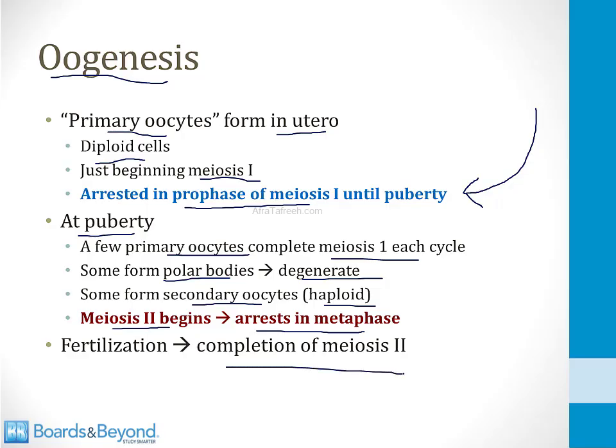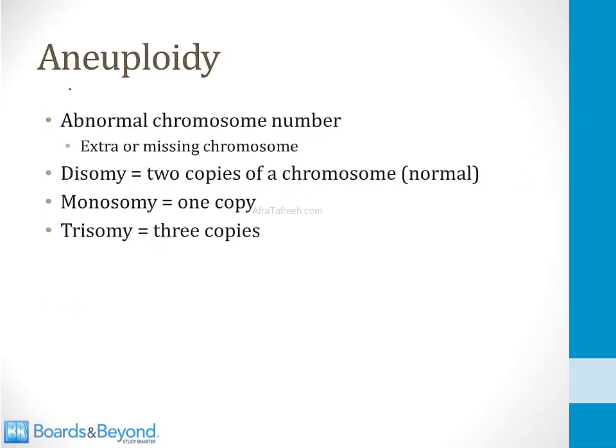So once again, the key point here is that this is a very drawn-out process in females, and therefore it is more vulnerable to errors than the process in men. Now that we've discussed meiosis, for the rest of this video, I'm going to talk about errors in meiosis that lead to pathology. And let's begin by defining an important term, and that is the term aneuploidy.